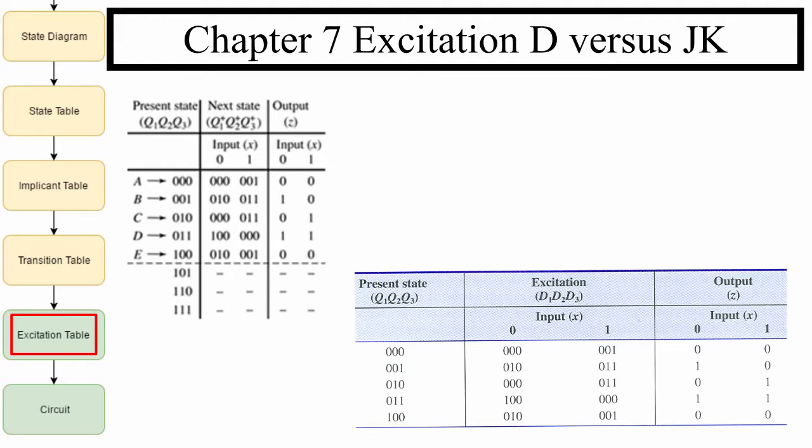We want to end this chapter by talking about the excitation table again. Here, the goal is to describe the differences between a D flip-flop solution and a JK flip-flop solution. So we're going to start with the same transition table. And here you see just a direct copy of it, replacing the next Q with the D's.